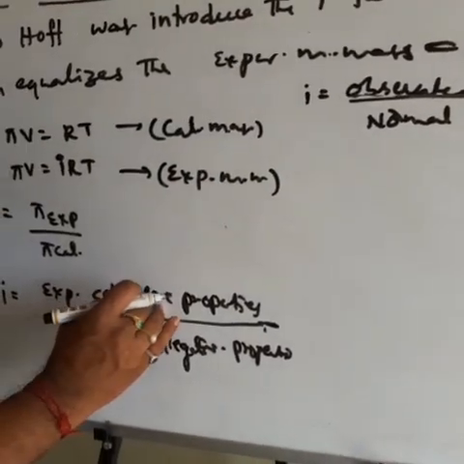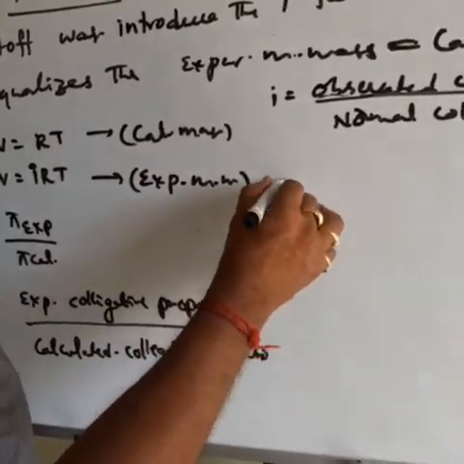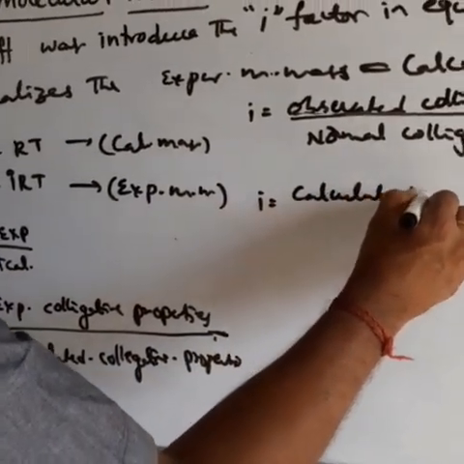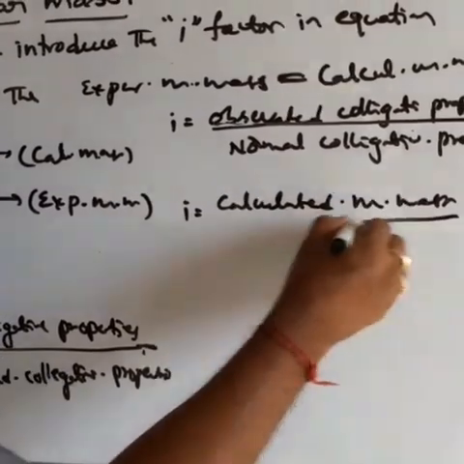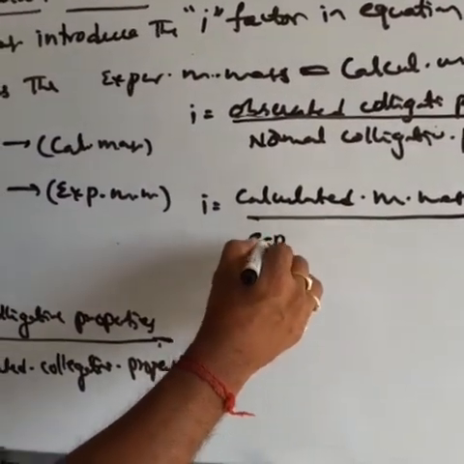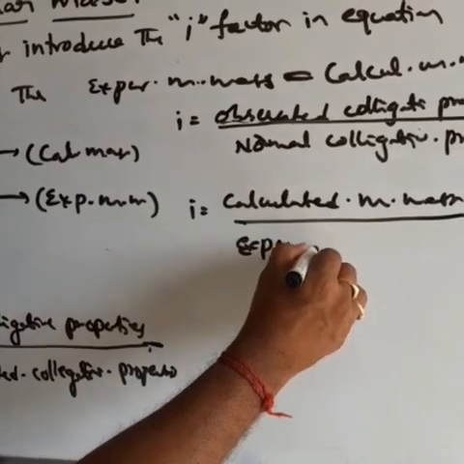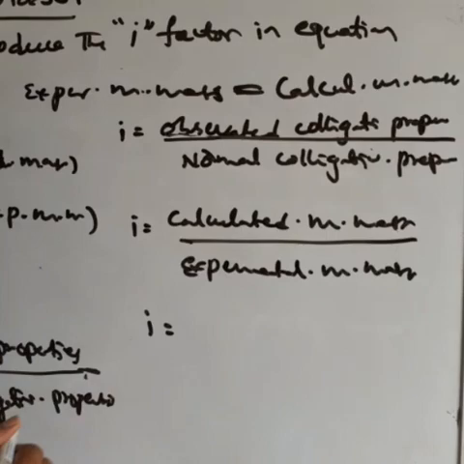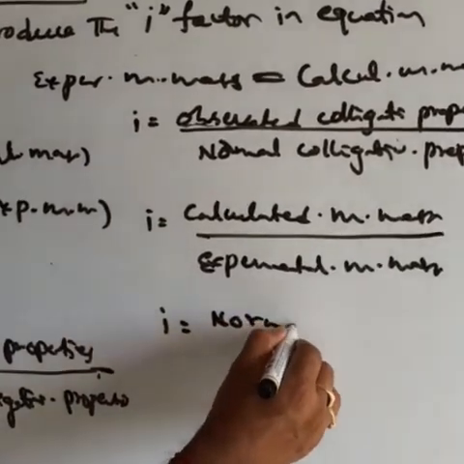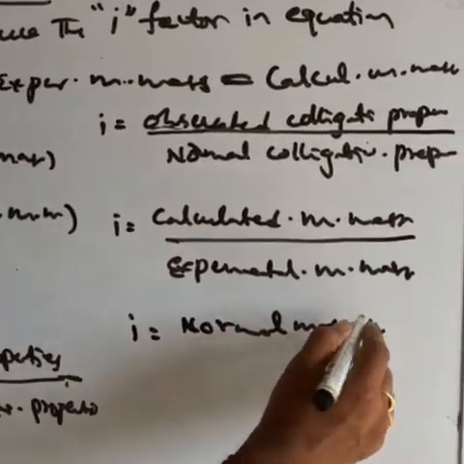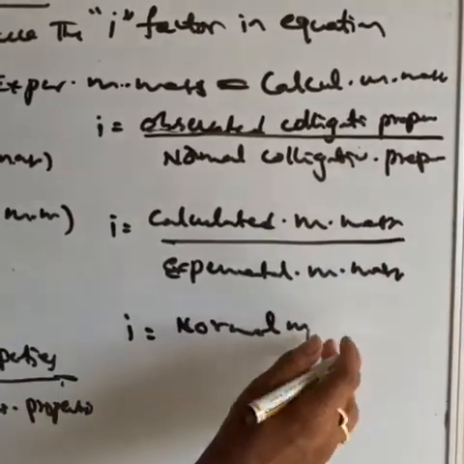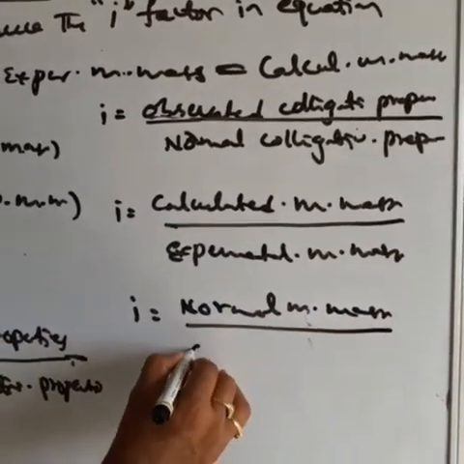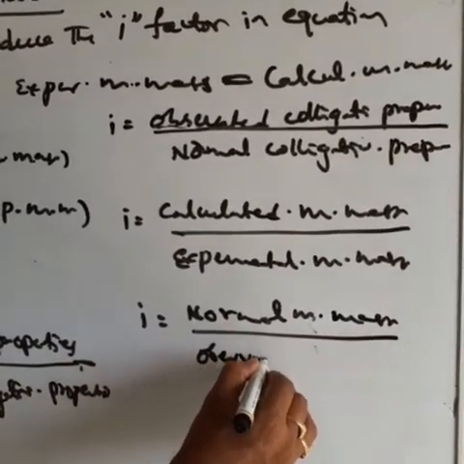Next, colligative property is inversely proportional to the molecular mass. Therefore, i is equal to calculated molecular mass divided by experimental molecular mass. That is, i is equal to normal molecular mass divided by observed molecular mass. These are different formulas.